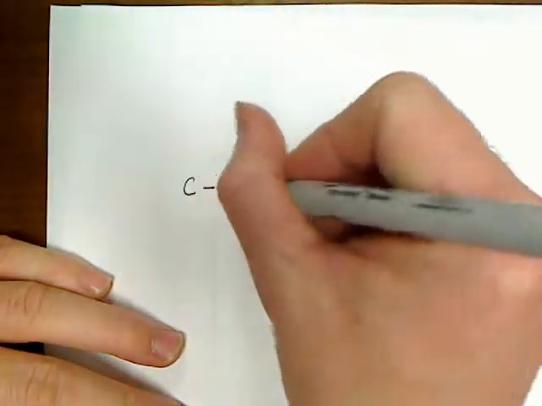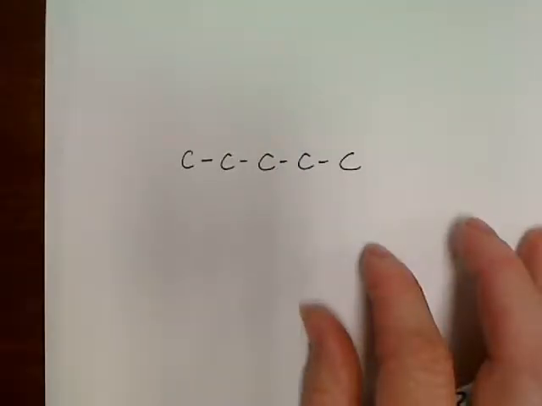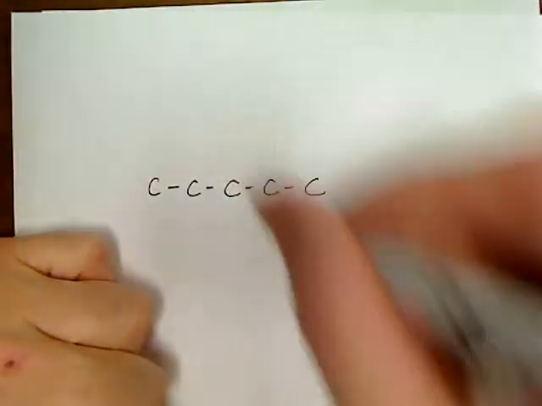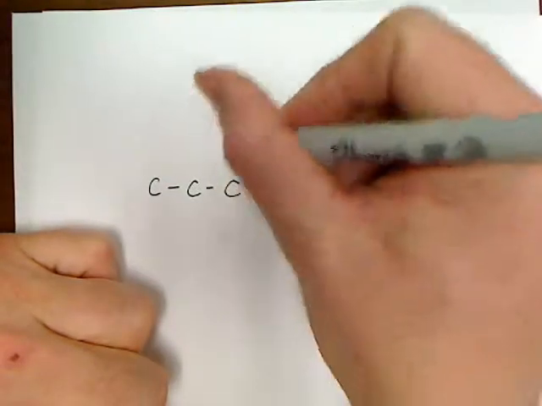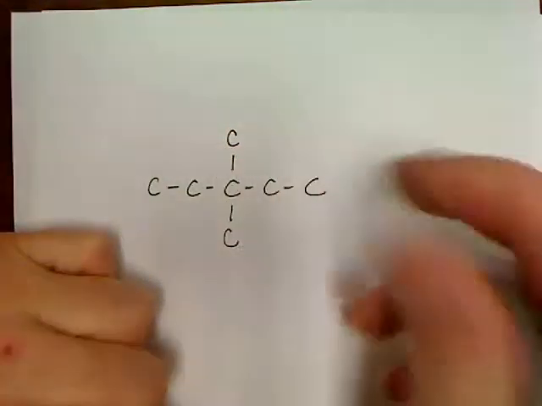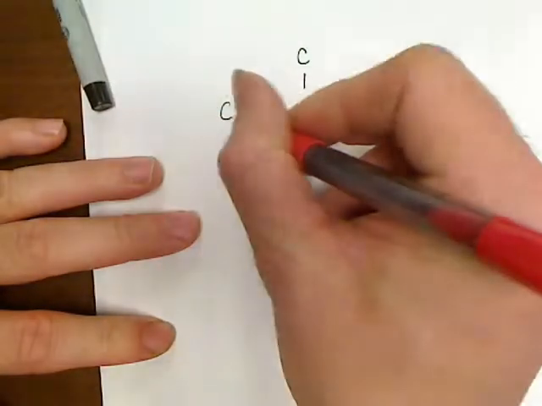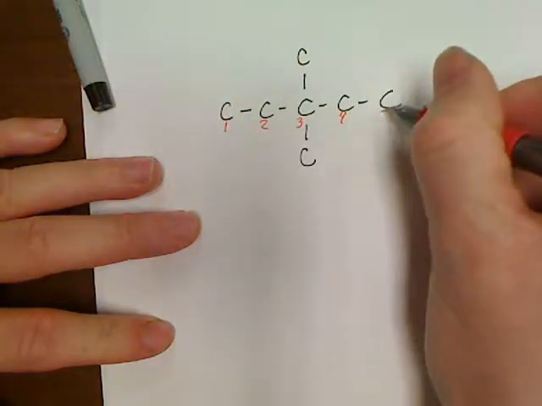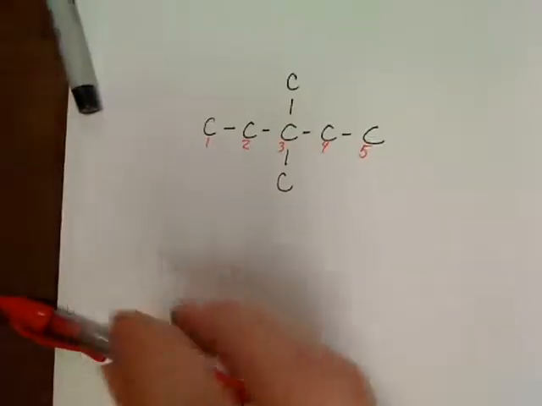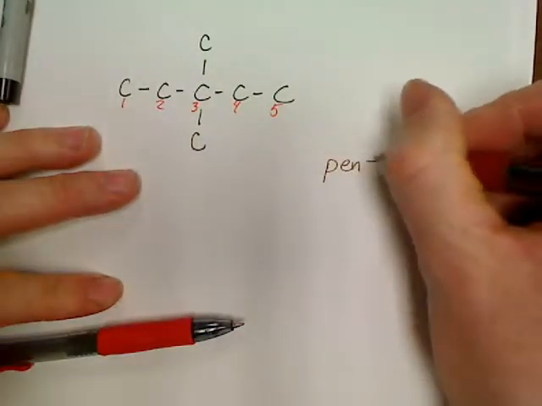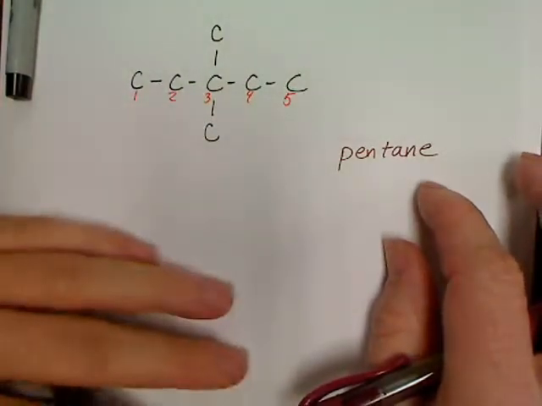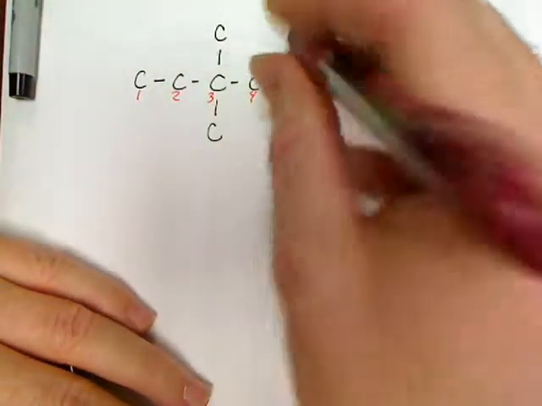So now, let's just sit here and start having some fun. I know you are. Let's just start drawing some of these things. And it gets kind of hard to mess them up. 1, 2, 3, 4, 5. And then I'm going to do this. Off the center one, I'm going to put one up and one down. Well, it's really clear your longest chain, and no matter how you number, 1, 2, 3, 4, 5. We've got a chain of 5, so this answer is going to end in pentane.